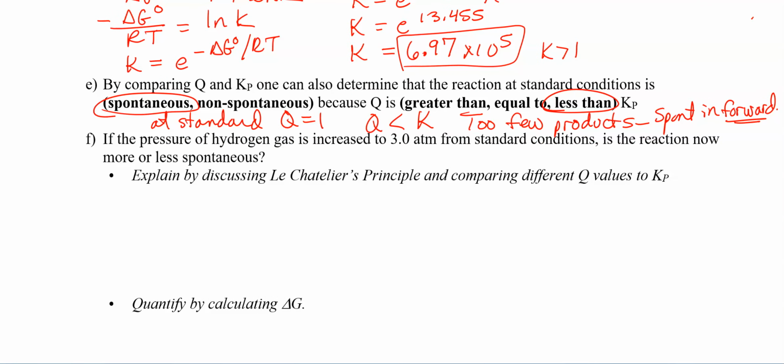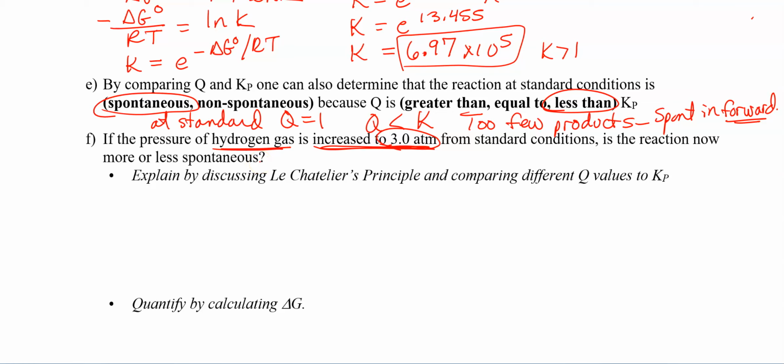Okay, so that was when it was at standard conditions. Now we're going to change the conditions. Instead of being at standard, we're going to increase the pressure to 3 atmospheres for just the hydrogen gas. So now we're at a new Q. We're not at equilibrium, but we're not at standard conditions either. And we want to know, is the reaction now more or less spontaneous than it was at standard conditions?